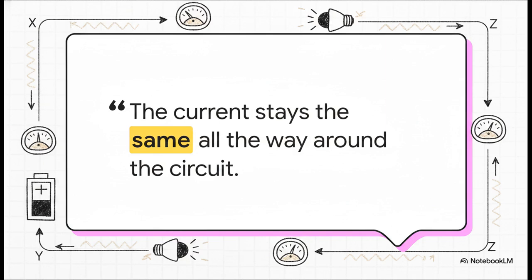And honestly, this completely shatters that common myth that current gets used up by the components. Yes, the lamps definitely use energy, but they do not consume the electrons themselves. The electrons just flow right on through, continuing their journey back to the battery at the exact same rate they started.